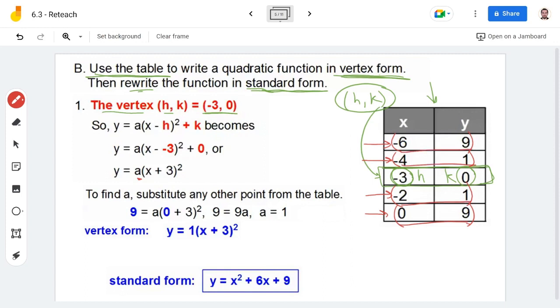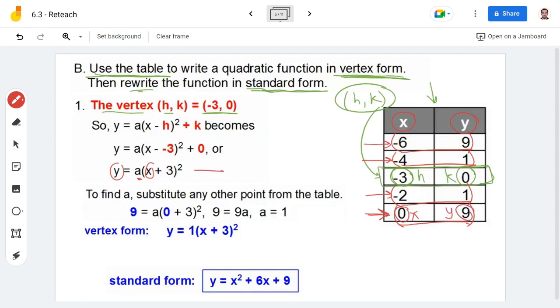Use any one of these as x and y, because these points here are x's, these points here are y's. So pick any of these points and replace them in x and y. Always when you need to pick a number, pick the small number or the zero, because it's easier to simplify. So I will pick, for example, 0 and 9. So 0 is x, 9 is y.